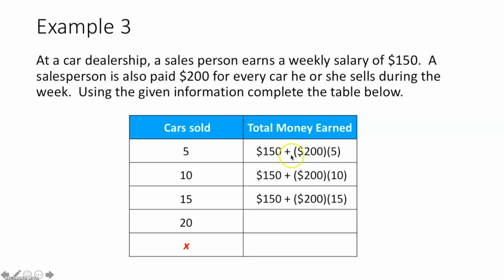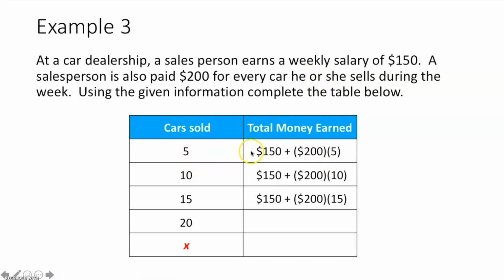So here we have expressions for the total money earned by these salespeople. What we're going to do is not calculate how much money they earned. We're going to examine the expression. Now see here, the number of cars sold is 5. And our expression for the total money earned has their weekly salary and the number of cars times 200, because it's 200 for every car he or she sells.